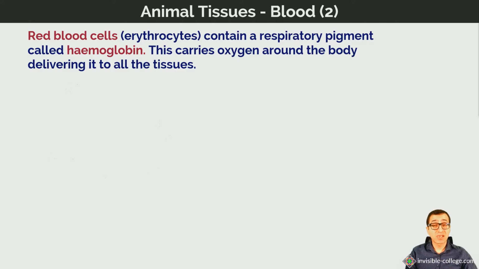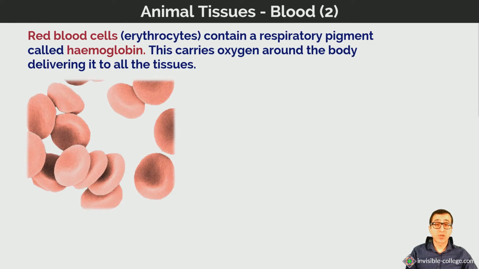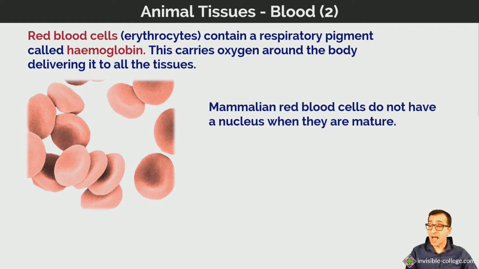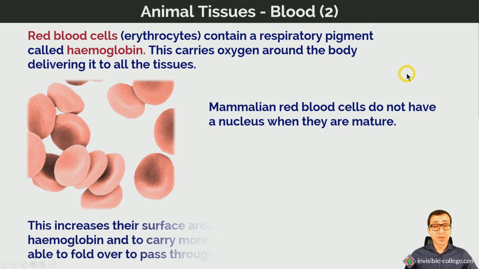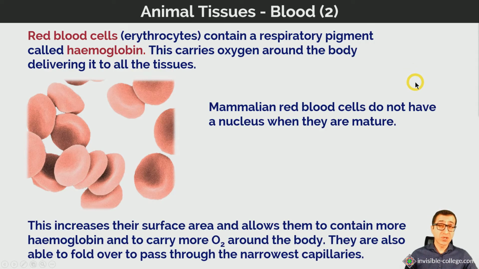Now, red blood cells, which are technically referred to as erythrocytes, contain a respiratory pigment called hemoglobin. This carries oxygen around the body and delivers it to the tissues. Mammalian red blood cells don't have a nucleus when they mature, and they have this biconcave disc shape that you see here. Together, these features allow them to maximize their surface area to volume ratio, which in turn allows them to carry the maximum amount of oxygen from the lungs to the tissues where that oxygen is needed.